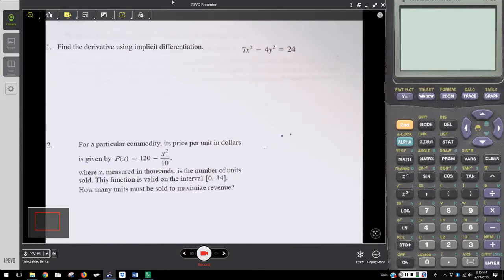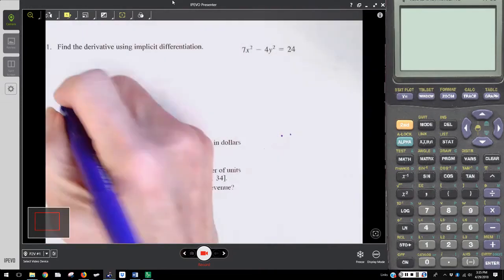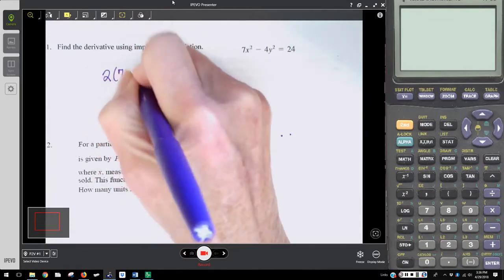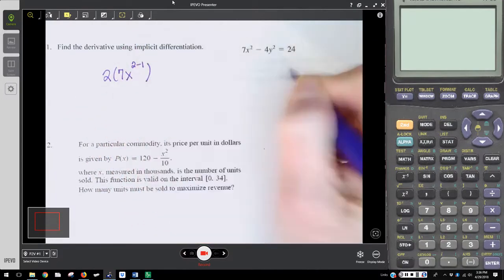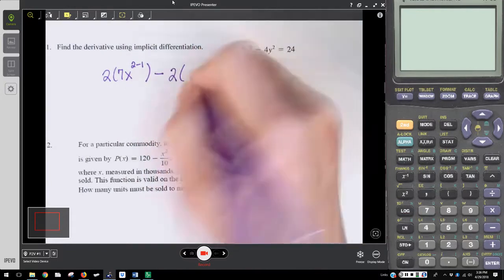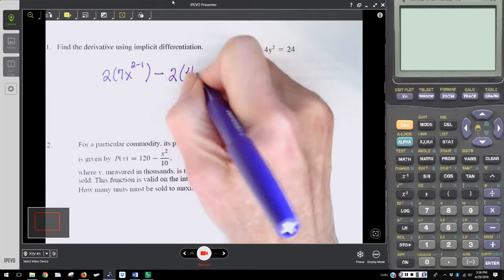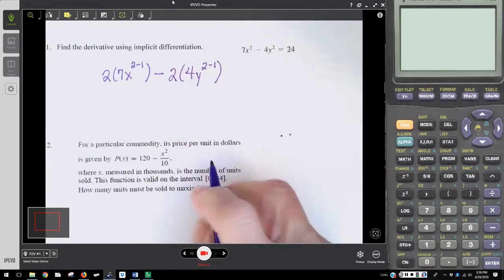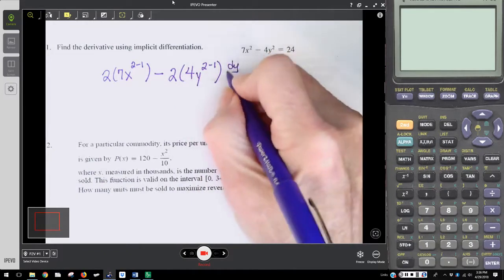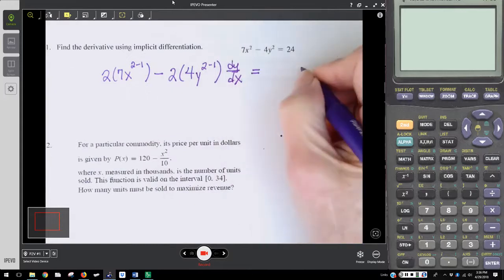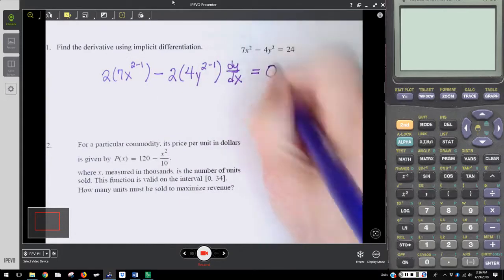Problem number 1, we're going to find the derivative using implicit differentiation. We have 7x squared, for which the derivative is 2 times 7x to the 2 minus 1, minus 2 times 4y squared would be 2 times 4y to the 2 minus 1. And then because y is a function of x, we have dy/dx. And the derivative of any constant, including 24, is 0.